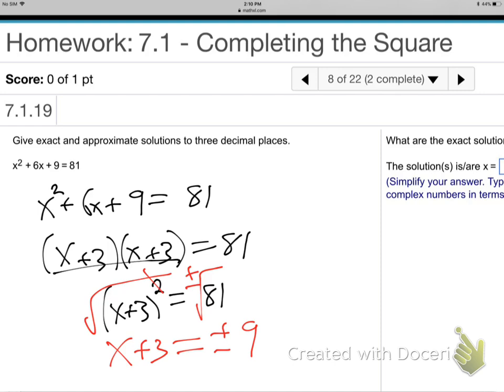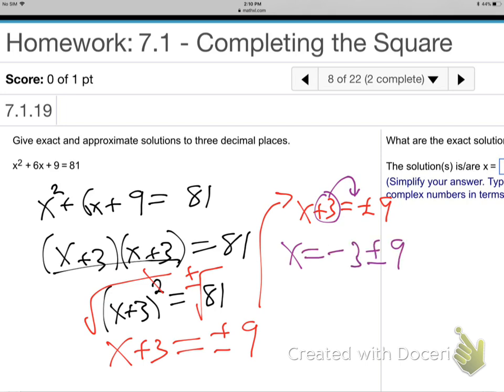Good to there. Everybody good? Okay, now, last step, grab that plus 3, jump it to the other side, and it becomes minus 3, plus or minus 9, right? The positive 3 jumps to the other side, becomes a minus 3. Plus or minus 9. What are those two answers? Minus 3 plus 9, and minus 3 minus 9, which is 6 and negative 12. Those are my two answers. Everybody tracking with me? 6 and negative 12.